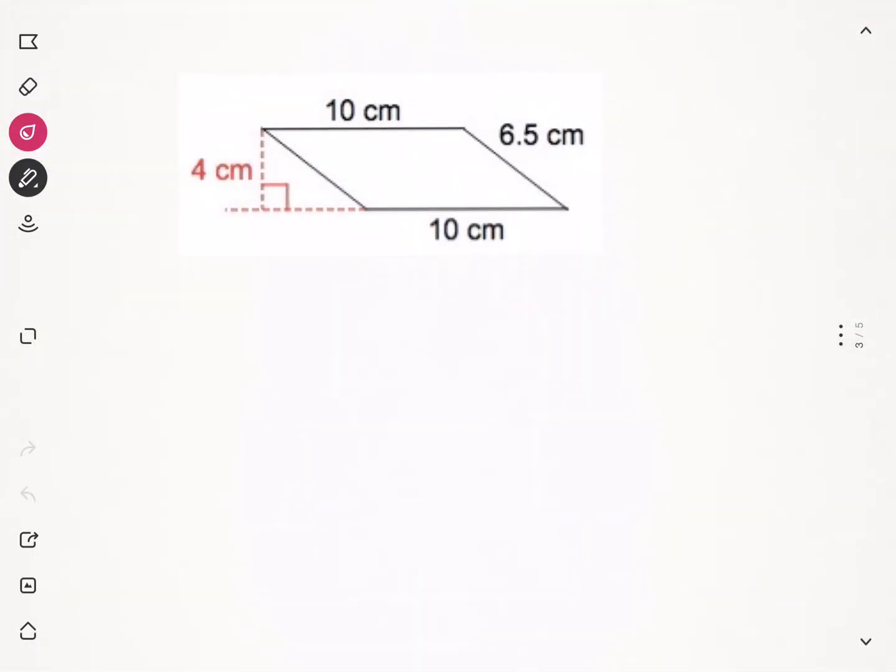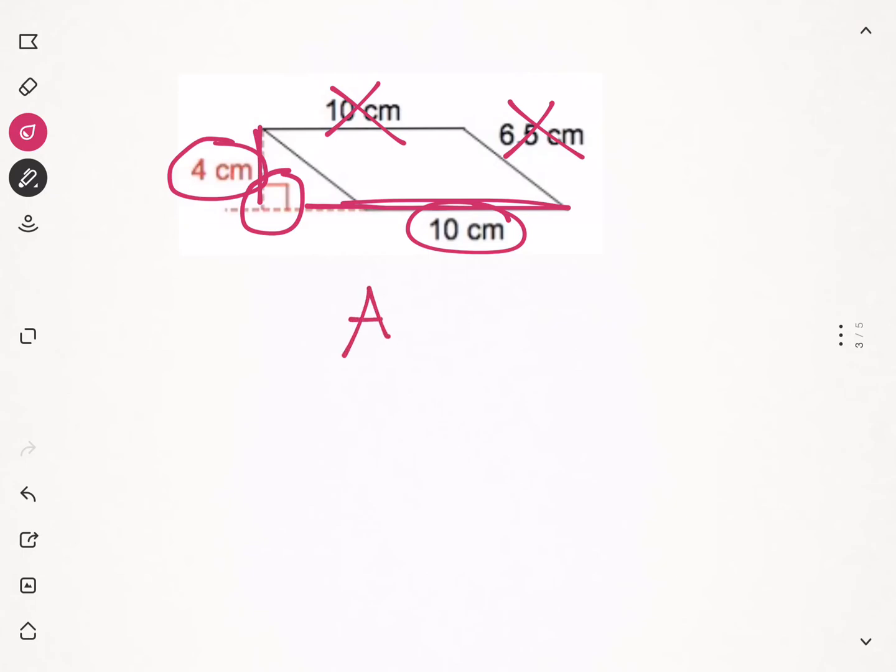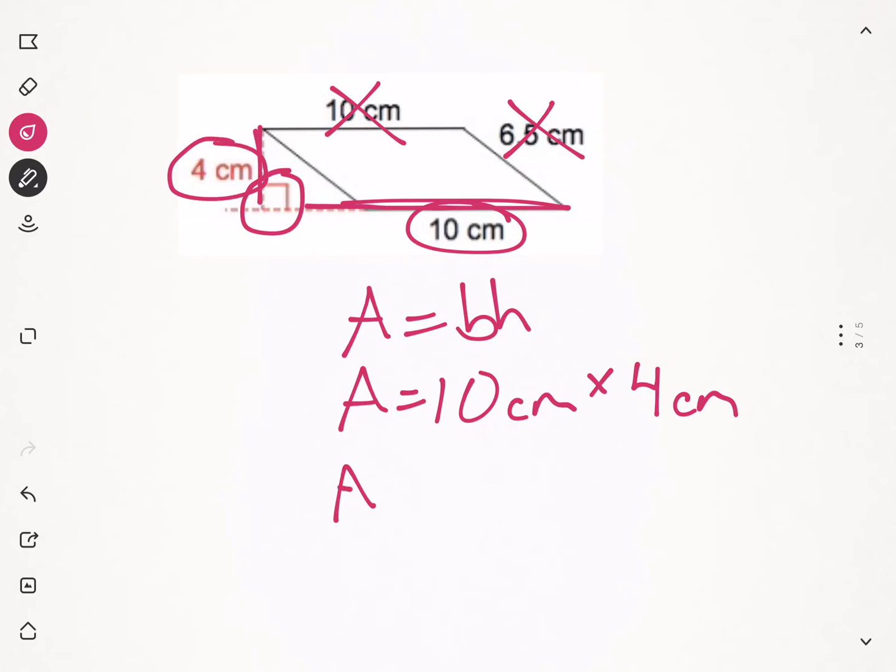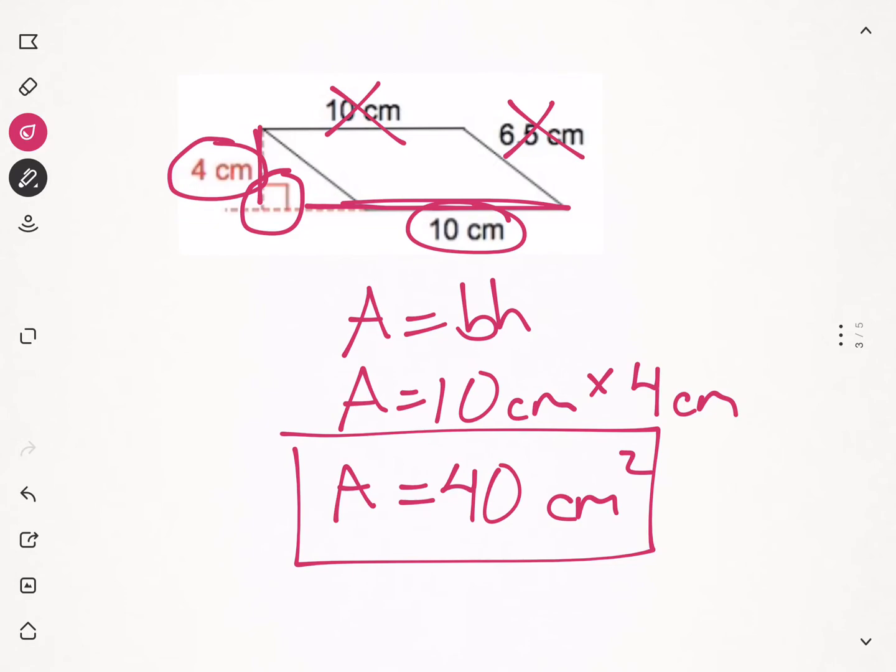Example 2. Okay, here they give us some extra information. So once again, we look for that right angle. It's going to connect our base, which is 10, to our height, which is 4. Now this extra 10, that's also the base, but we don't need two 10s, we only need to use one. And this 6.5 over here, the slant height, we're not going to be using that. So area equals base times height. Area equals 10 centimeters times 4 centimeters. The area equals 40 square centimeters. Once again, it's just a straightforward multiplication problem. We just need to decide what not to use.